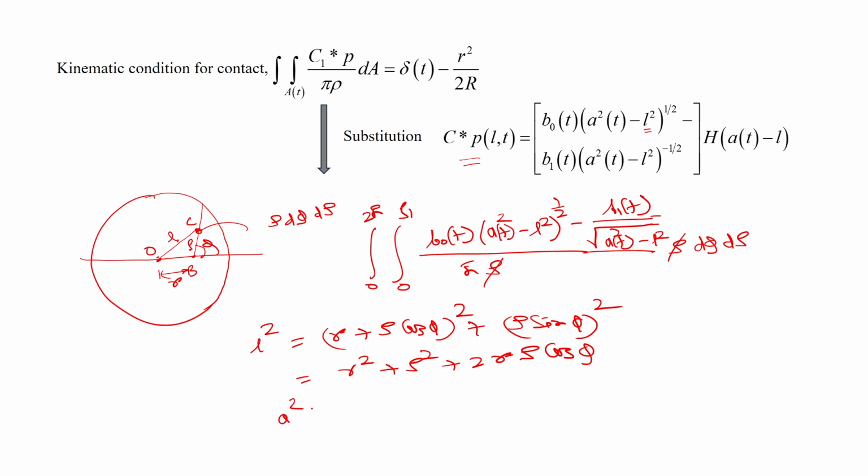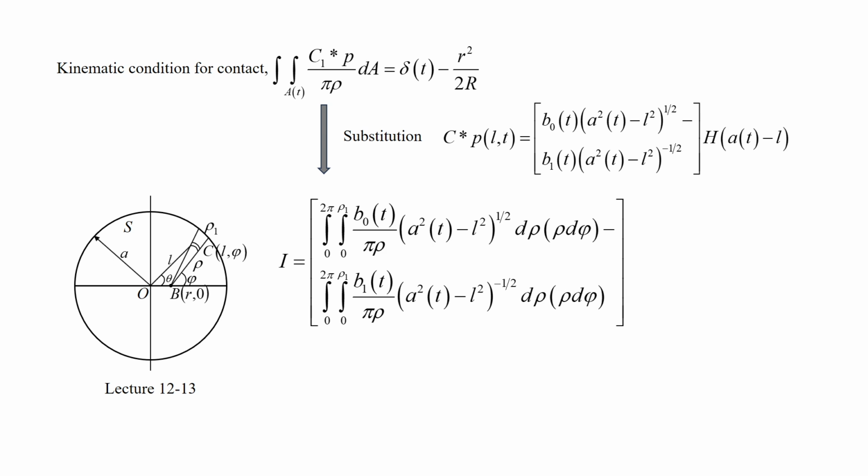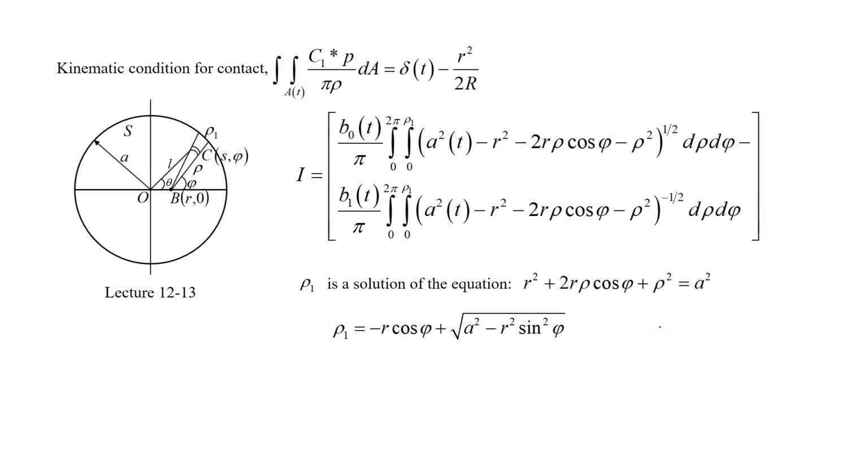So, a squared is equal to r squared plus ρ squared plus 2rρ cos φ. By solving this equation, you can obtain an expression for ρ1. We have done it earlier, so I am not going to go into detail of that. As I just wrote, the equation will be like this, and we can now solve this and do this integration.